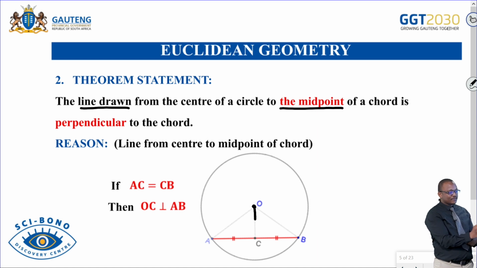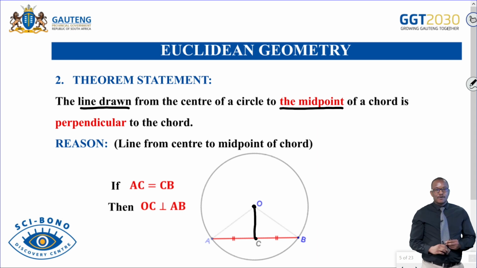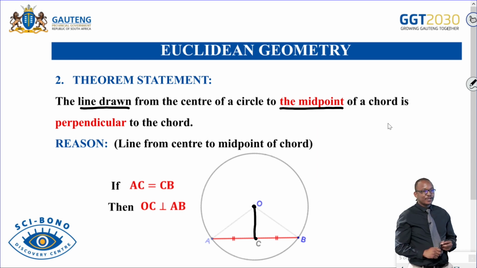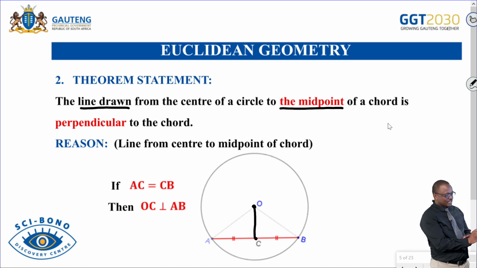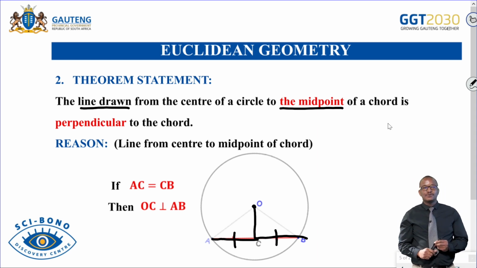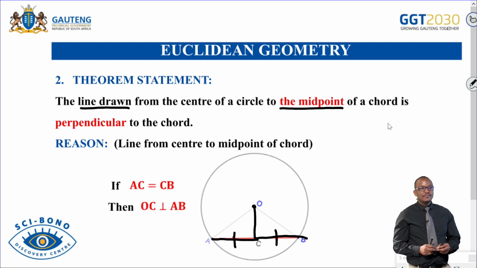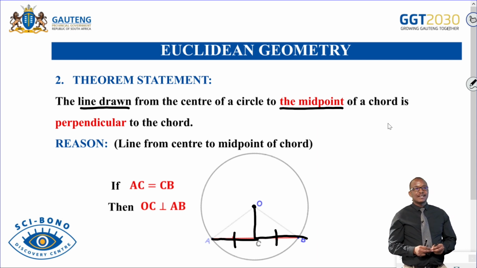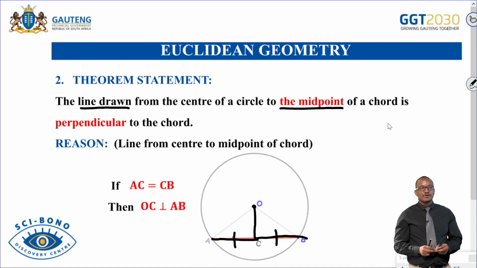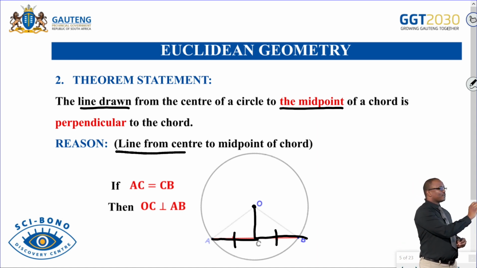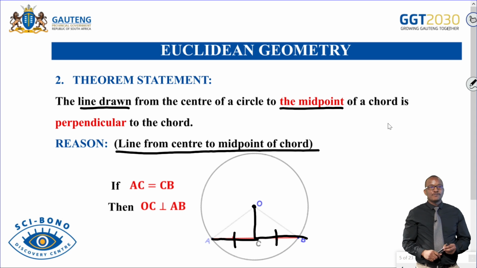The line is drawn to the midpoint of a chord. So why are we saying to the midpoint of a chord? Already you can see that the distance from A to C and the distance from C to B are indicated as equal. So when we're using this type of theorem, you state the reason as the line from center to midpoint of a chord. That's how you state the reason: line from center to midpoint of chord.